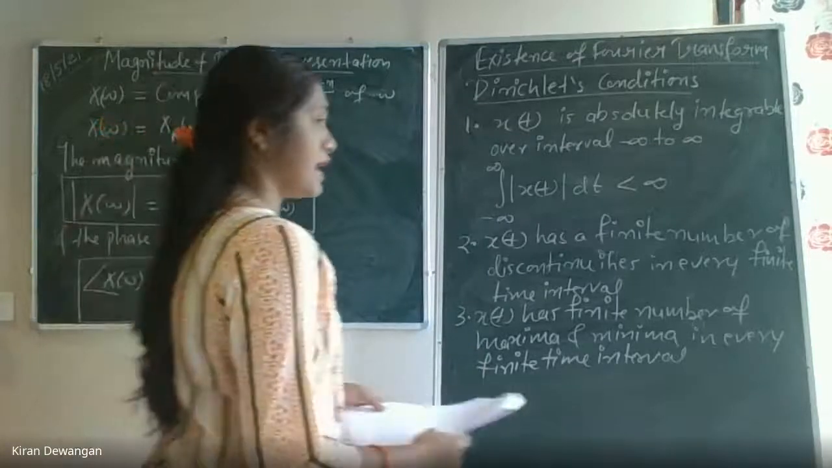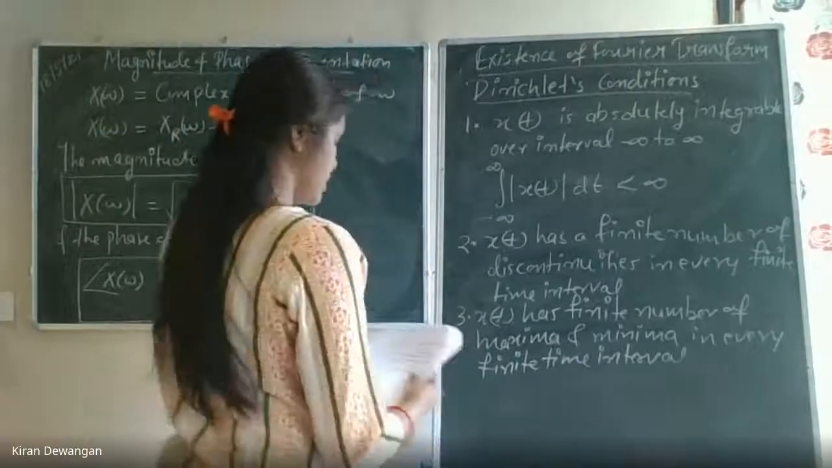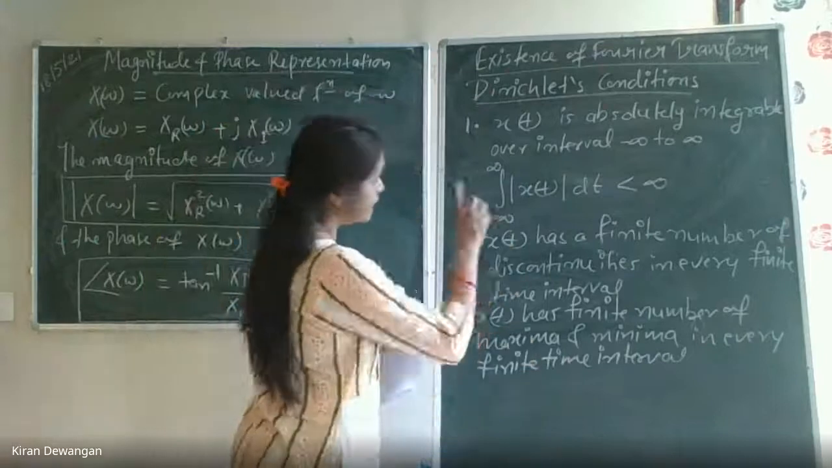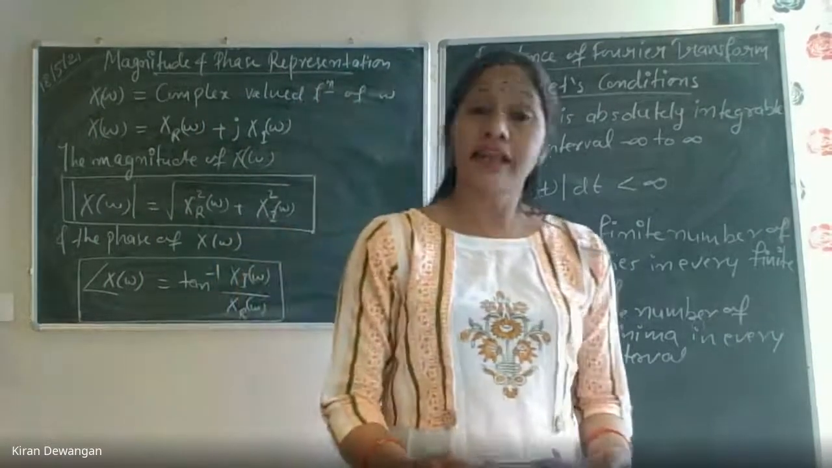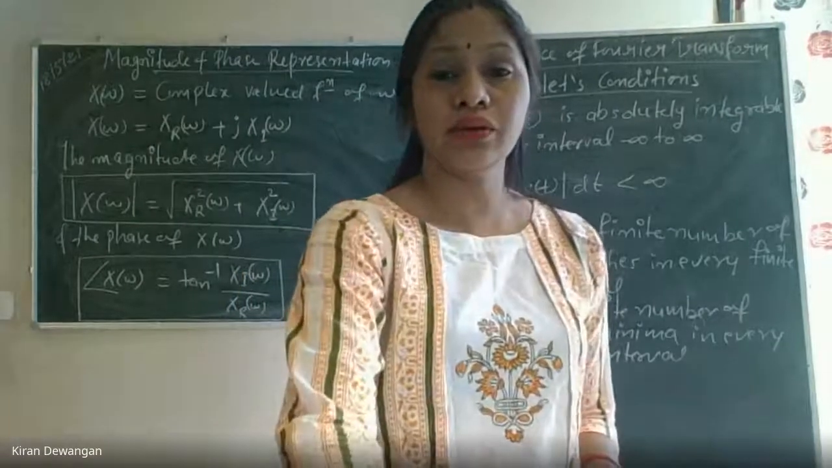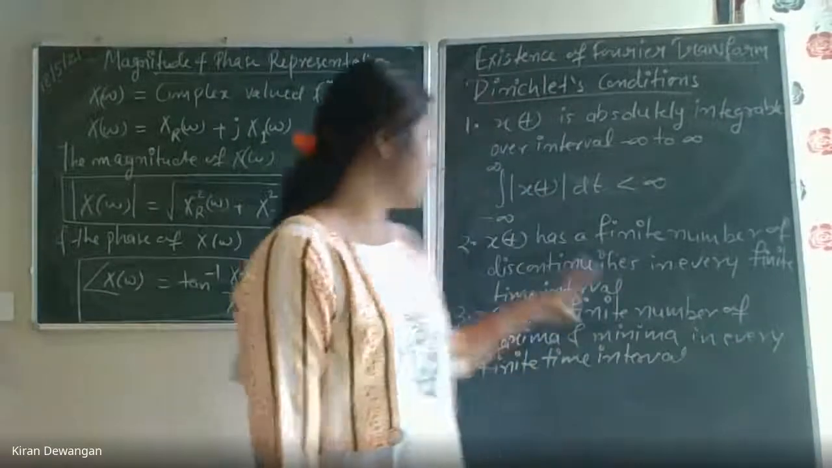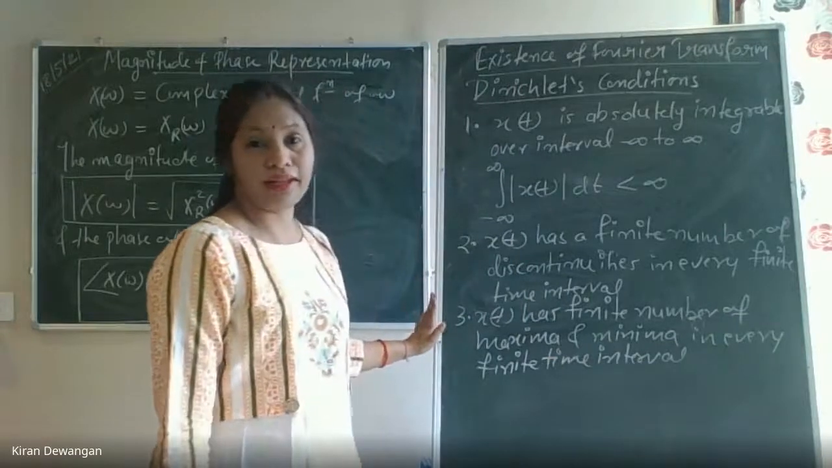Now, the Dirichlet conditions are sufficient conditions but not necessary conditions. That means they are not necessary, they are sufficient. These are sufficient conditions but not necessary conditions.